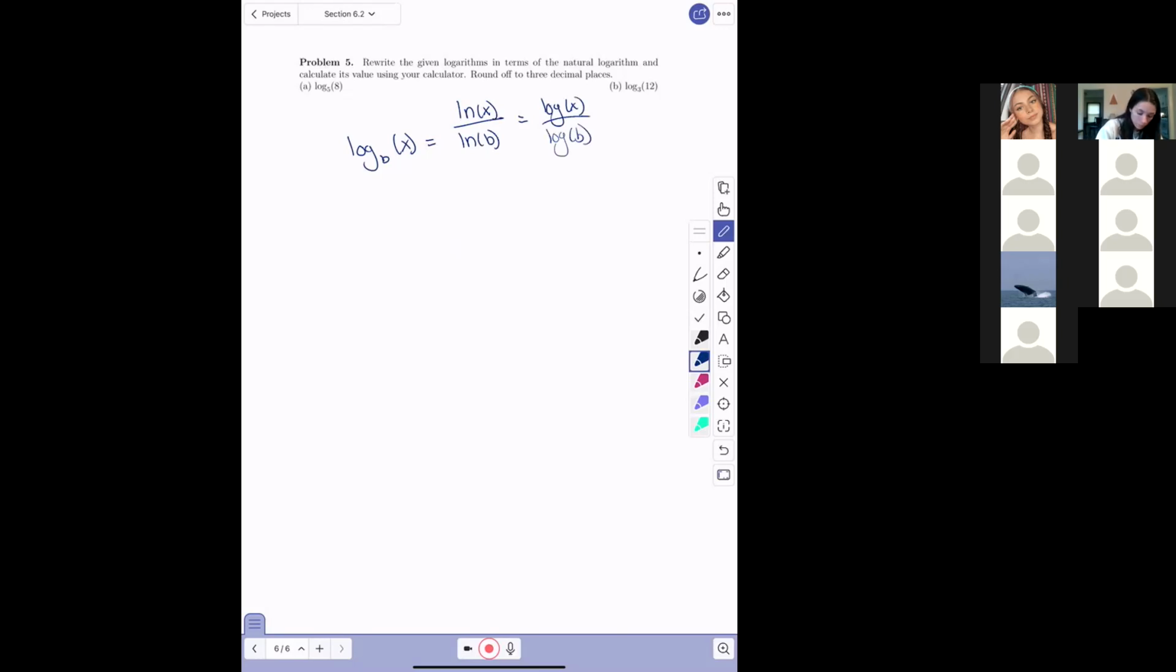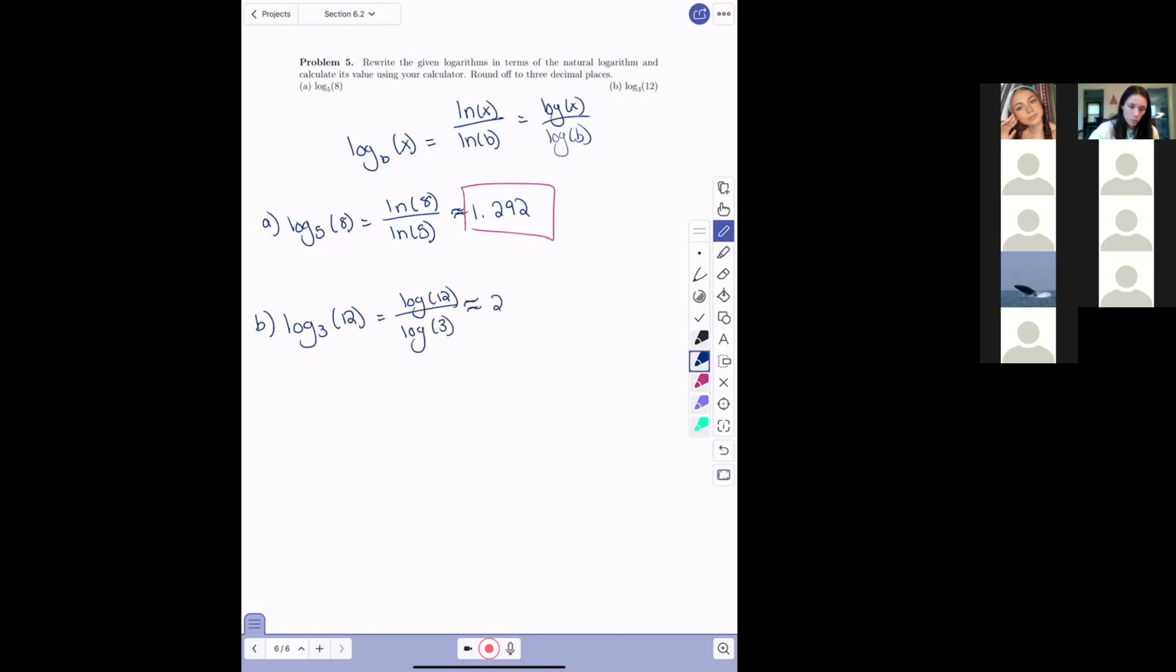So for problem A, we have the log base 5 of 8 is equal to ln of 8 over ln of 5. And you just go ahead and plug that into your calculator, ln of 8 divided by ln of 5, about 1.292. And then the last problem here, we have log base 3 of 12 is equal to the log of 12 divided by the log of 3, which is about equal to 2.262. Okay. And that's it for today.